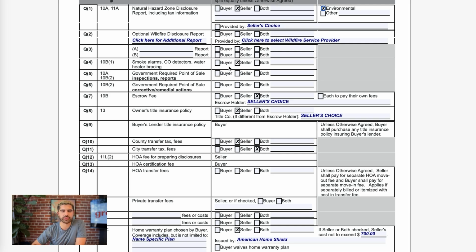The seller is usually responsible for making sure that there are smoke alarms, carbon monoxide detectors, and the water heater is braced because we have earthquakes in California. And then any government required point of sale reports that we need, we would check the appropriate box if we need any of those to be done.